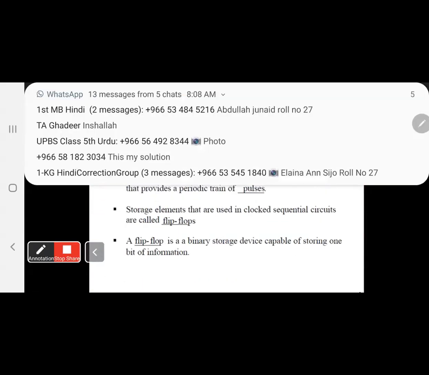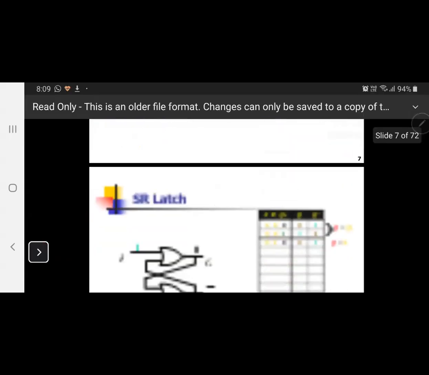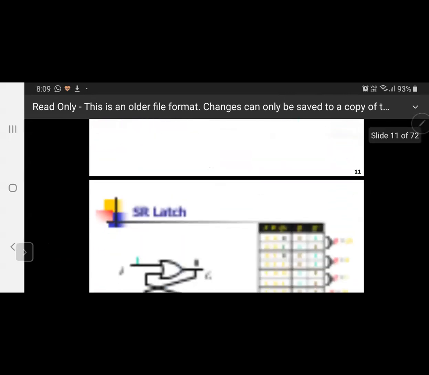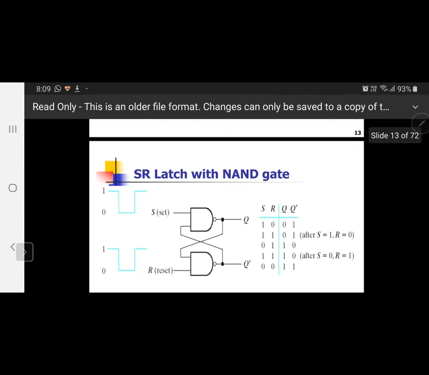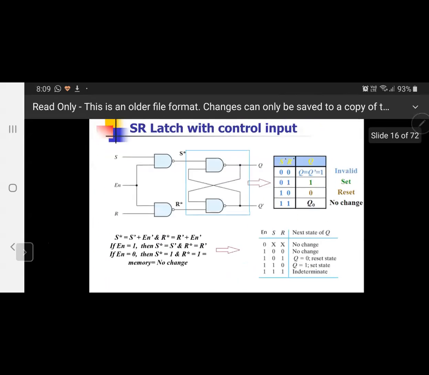Girls, flip-flop comes from latches. So now you learn the concept of latch, and you should know now the concept of flip-flop. There is not too much difference between latches and flip-flop. I think I already explained to you in the class what the difference is between latches and flip-flop.